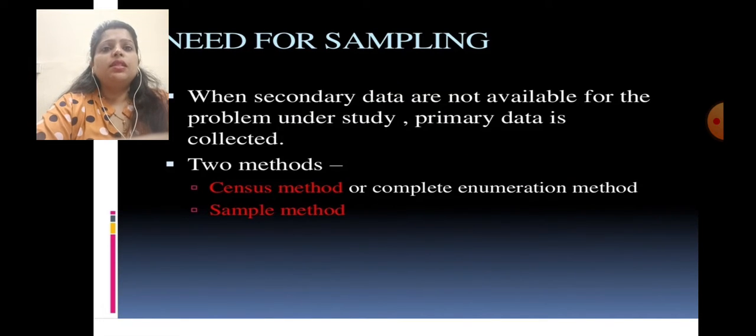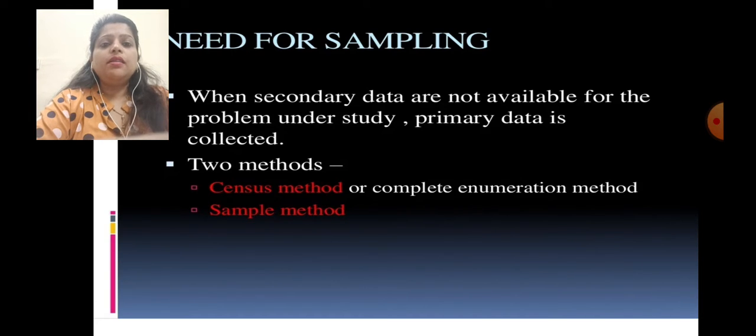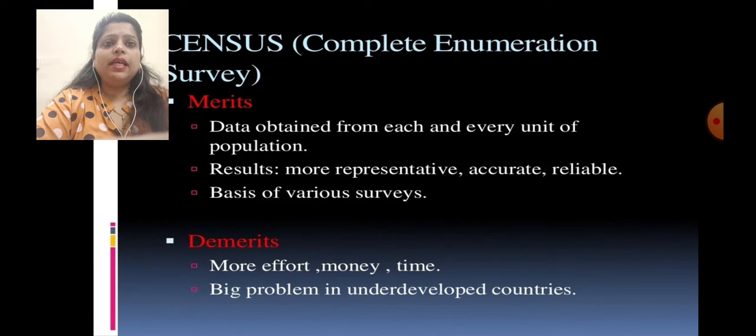Now, needs for sampling. When secondary data are not available for the problem under study, primary data is collected. So when there is no secondary data, primary data is collected. And primary data is collected by two methods. First is the census method, and the second one is the sample method. We all know what the census method is. Firstly, what is the census method? That is complete enumeration survey.